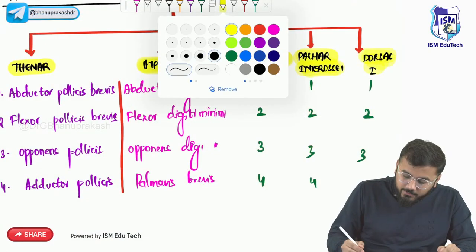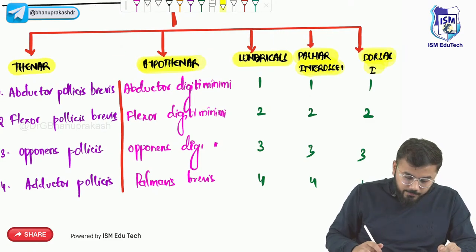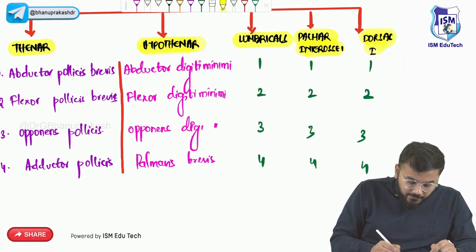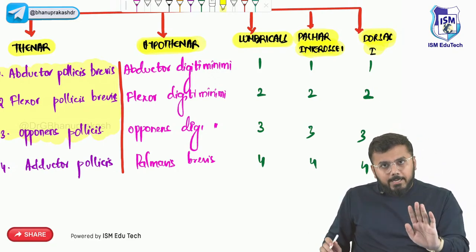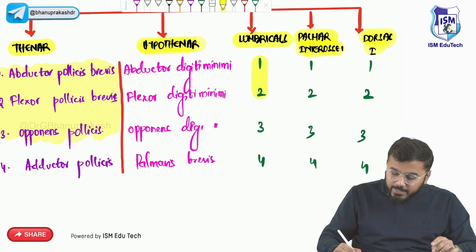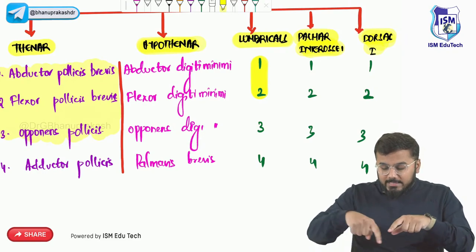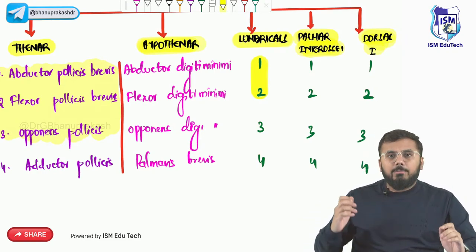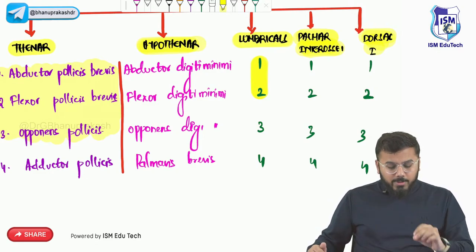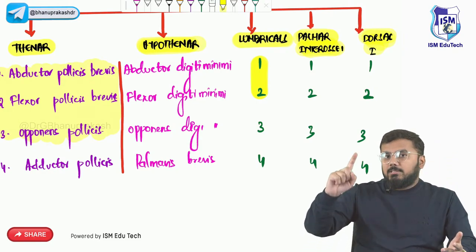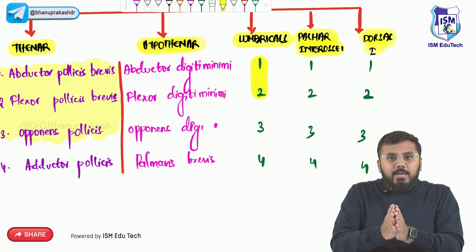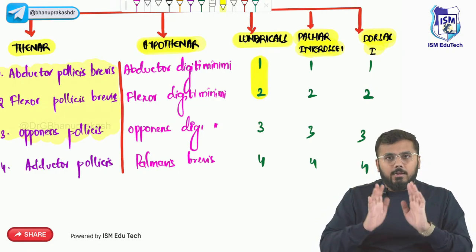Now, coming to the nerve supply, look here very carefully. The first three muscles of your thenar region are supplied by median nerve. And in the lumbricals also, the first two lumbricals are supplied by median nerve. So how many muscles? 4, 4, 4, 4, 4, I think 20 muscles are there, right? Out of all these 20 muscles, how many are supplied by median nerve? In the thenar region, we have got abductor pollicis brevis, flexor pollicis brevis, opponens pollicis. In the lumbricals, first lumbrical and second lumbrical. So these are the muscles which are supplied by median nerve. Remaining all are supplied by ulnar nerve. Keep that in mind.